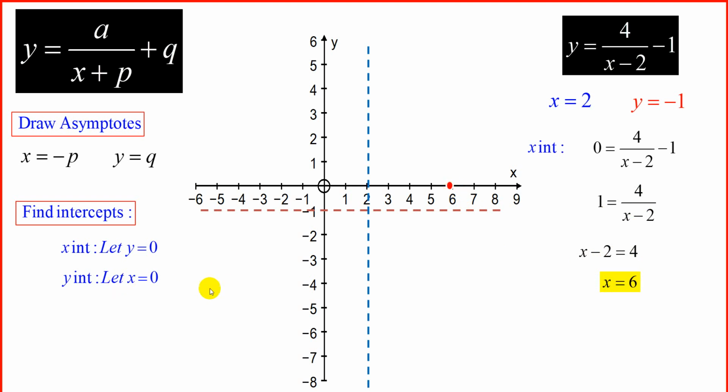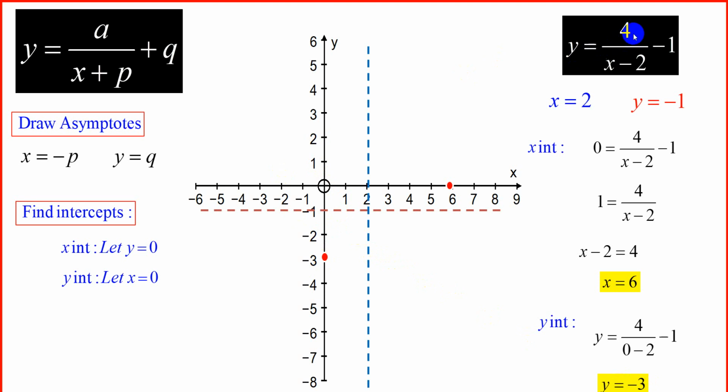The next thing we're going to do is find our y-intercept. And remember, for the y-intercept, let x be 0. So y is equal to 4 over, where we have x, we're going to replace it with 0, minus 2, minus 1, and we can use a calculator for this. 4 divided by 0 minus 2, minus 1. Using your calculator, you should get y to be minus 3. On the y-axis, we go to negative 3, and we're going to plot that point.